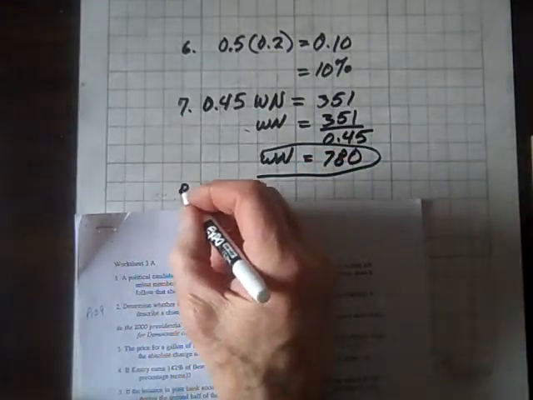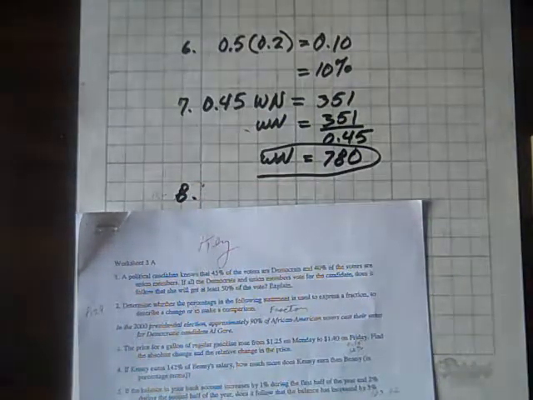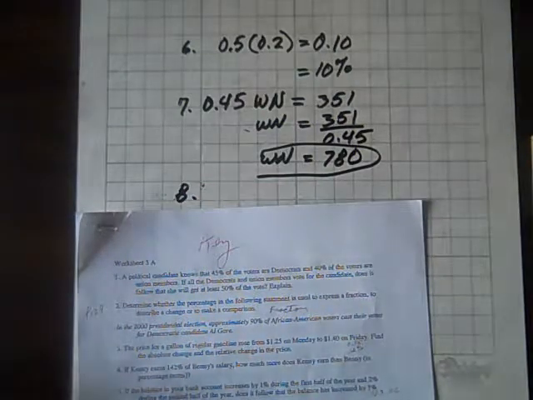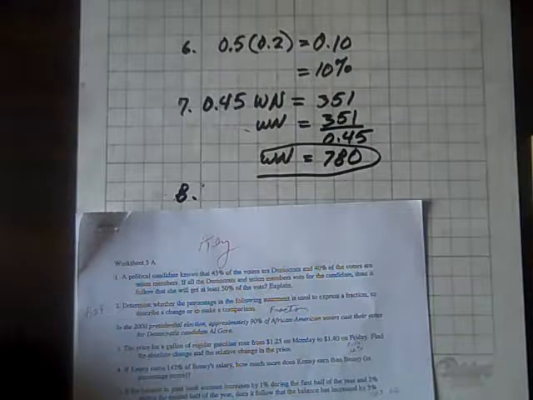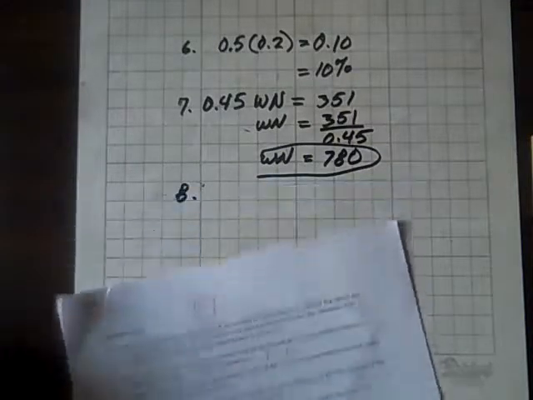Okay, let's do 8. And 8 says, the after-tax price of a chair is $45.56. If 6% sales tax was charged, what would the list price be for the chair?